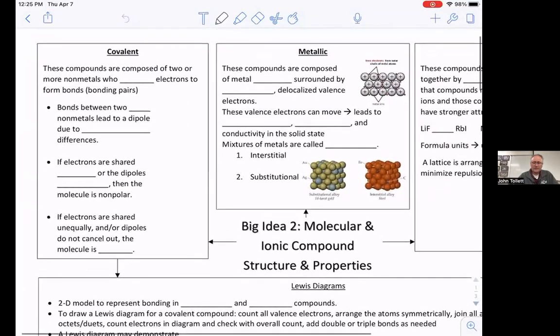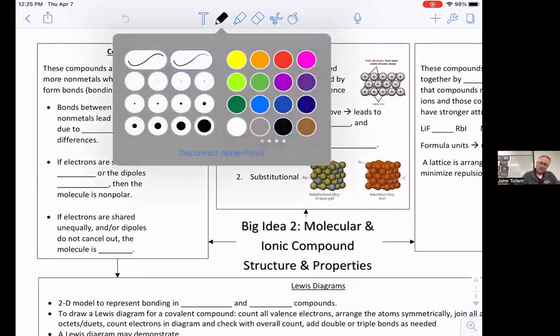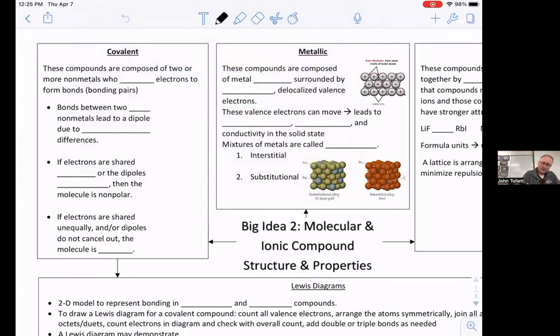So I've got covalent compounds here. These compounds are composed of 2 or more nonmetals. These 2 or more nonmetals are going to actually share electrons, pairs of electrons that form bonds between them. So there'll be bonding pairs of electrons. Bonds between 2 unlike nonmetals will tend to create a dipole. That dipole will be due to their difference in electronegativity values.